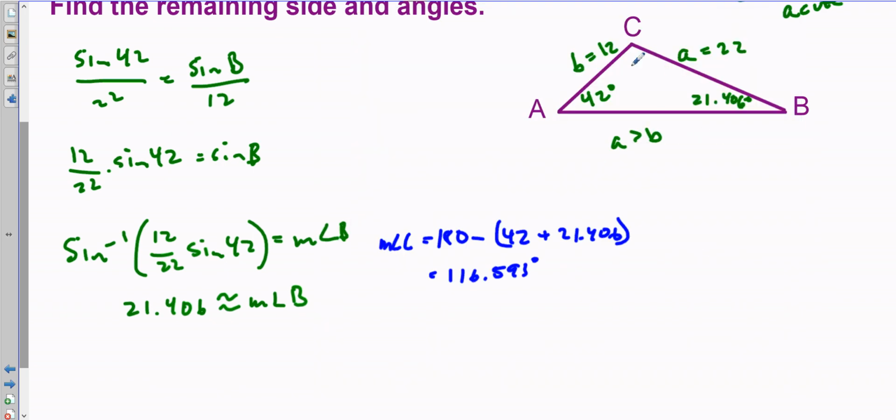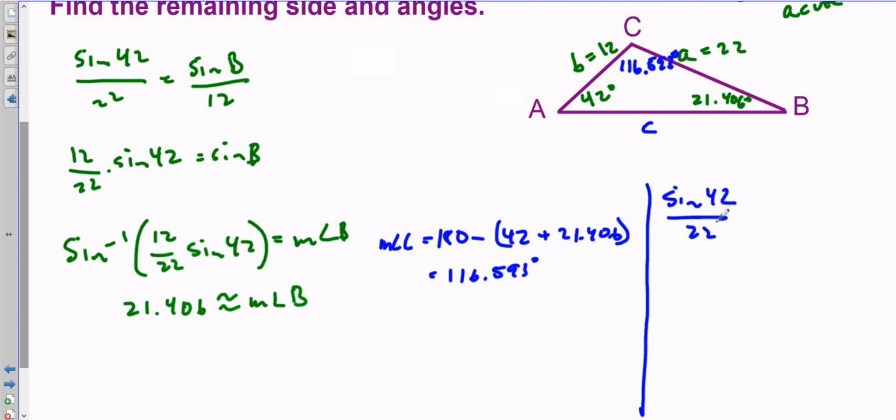So finally, we have this one, 116.593. Now we have to figure out what C is. I'm going to erase this right here. To figure out C, we're once again going to use the law of sines. Always use what you are originally given, so 42 over 22. Use that original ratio, since it makes it the best. So now we figure out C.